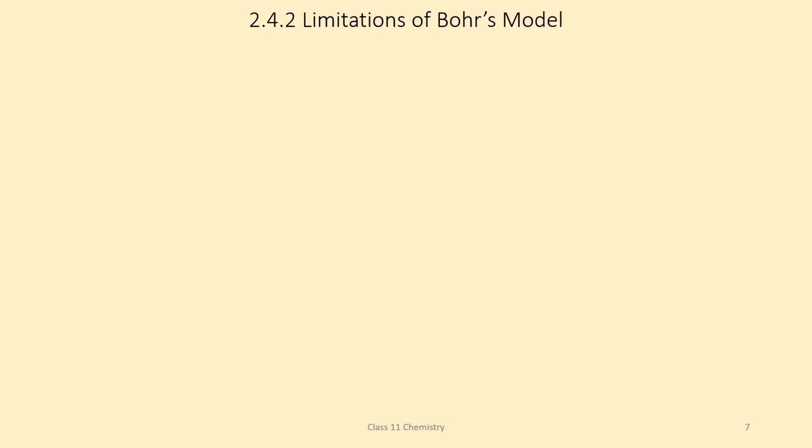Bohr's model of hydrogen atom was no doubt an improvement over Rutherford's nuclear model, as it could account for the stability and line spectra of hydrogen atom and hydrogen-like atoms like helium, lithium, etc. However, Bohr's model was too simple to account for the following points. That is, the following are the limitations of Bohr's model.